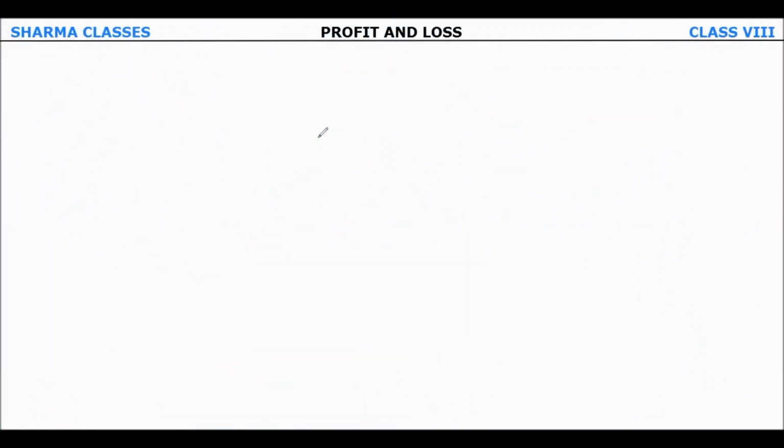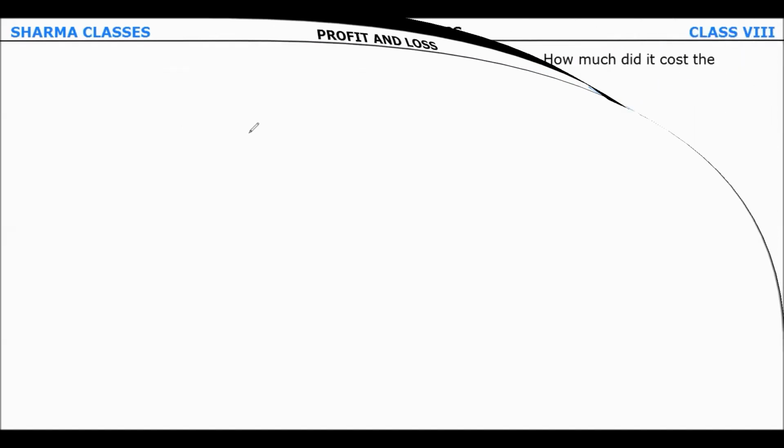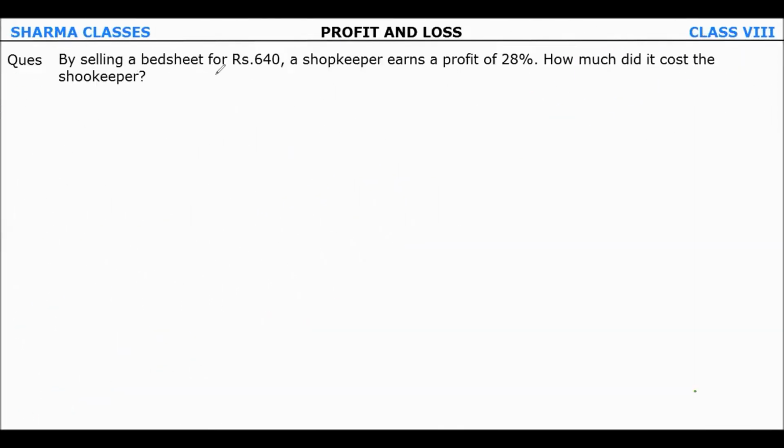Today we are going to discuss the topic profit and loss, which is in class 8. So today we'll see a few questions and we'll solve them. Let's start. The question says, by selling a bedsheet for rupees 640, a shopkeeper earns a profit of 28%. How much did it cost the shopkeeper?